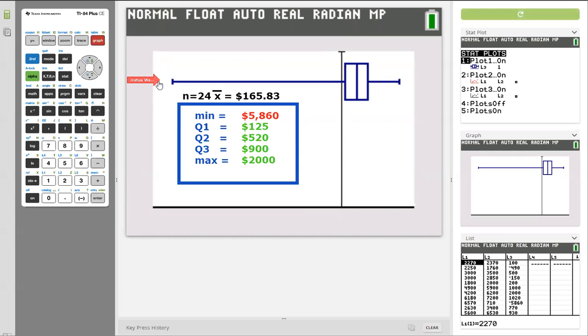So there's how you can use your TI84 Plus CE to present a Box and Whisker plot.